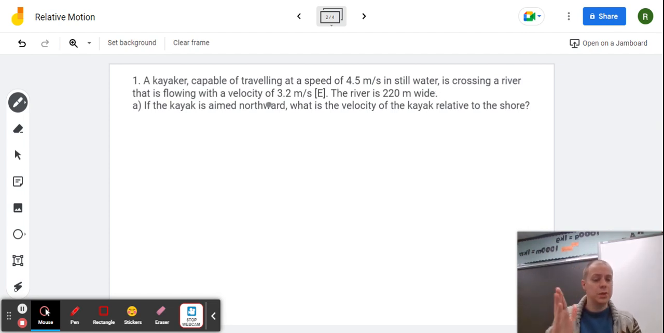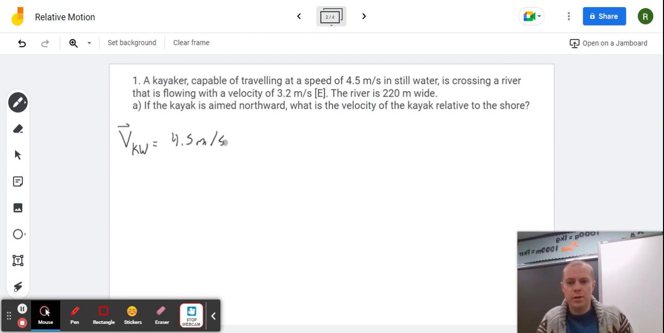So if they can travel across still water at 4.5 meters per second, that is the velocity of the kayak with respect to the water. So 4.5 meters per second. And the velocity of the water with respect to the ground is 3.2 meters per second east. And the distance across the river is 220 meters.